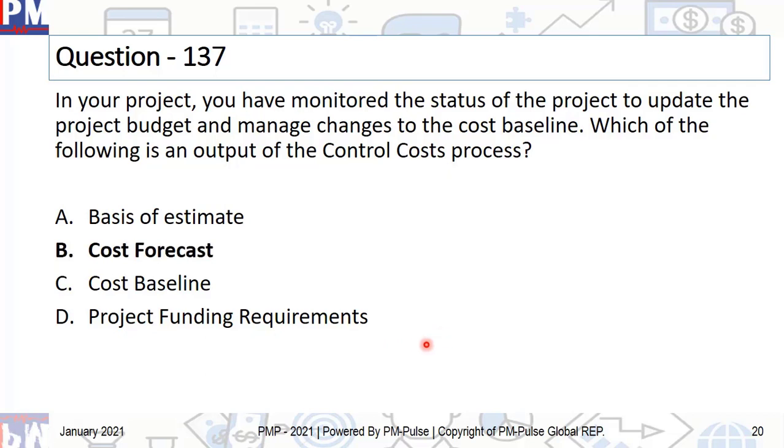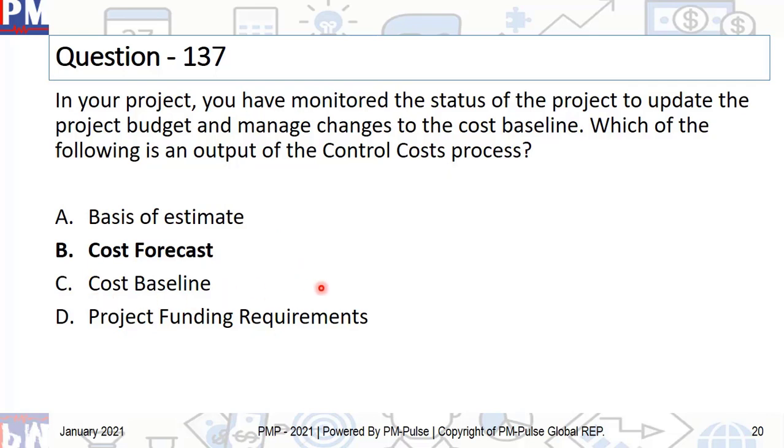And the correct answer is B. Cost forecast. Now, basically, what are we trying to do here? Which of the following is an output of the process control cost? Now, control cost is where we try to do earned value management to figure out how we are doing cost-wise in a project. Basis of estimate is one of the outputs of the process called estimate cost. It's in the beginning, right? That's when it's planning, right? At that point execution has not been done. Forget about monitoring and controlling. So, basis of estimate is an output of the process called estimate cost.